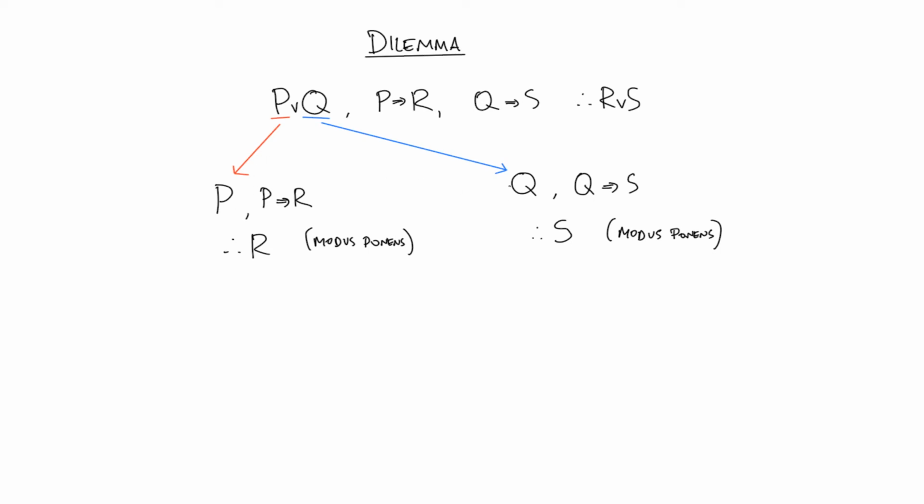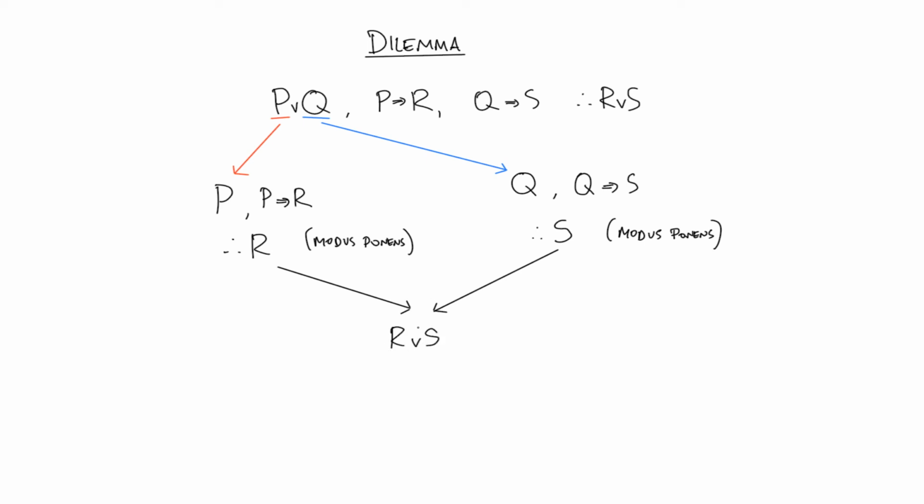Either P is true or Q is true. And that tells me that at least one of these conclusions must be true. Even though I can't say which one, I know that one at least of these conclusions must be true. And that allows me to say, therefore, either R is true or S is true.